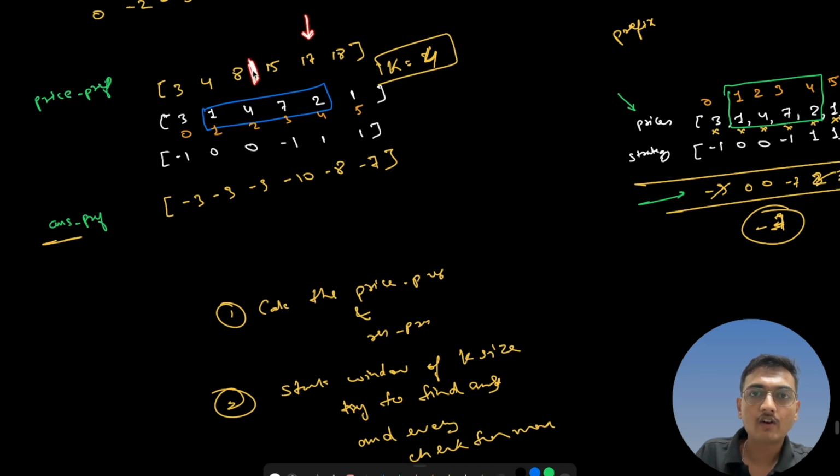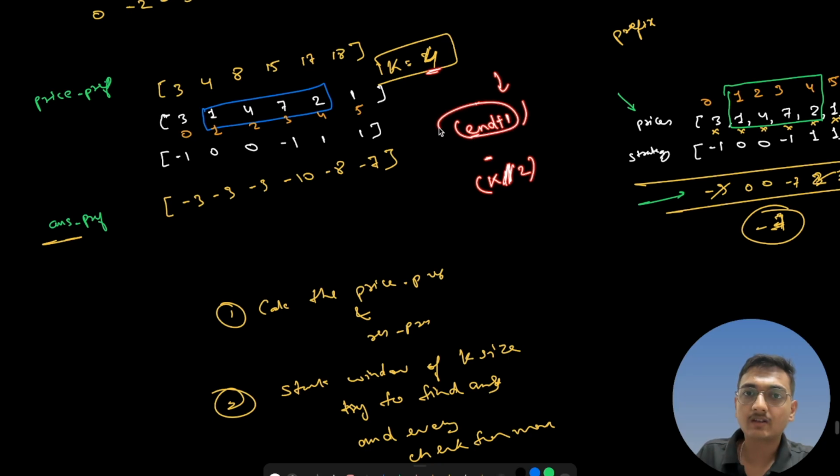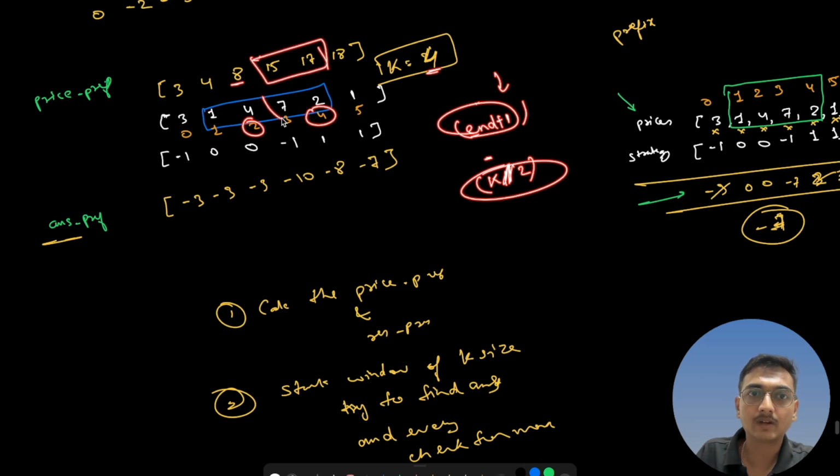And how will I calculate the half? Let's say the index is 4. Definitely I will be writing 5, because I have added an extra 0 in my prefix sum. So end plus 1, this is my end pointer. Now I need to go half of k, so I can directly write k divided by 2. So n plus 1 minus k divided by 2, 4 minus 2, I will get this, and I will be easily able to calculate the answer between this window.